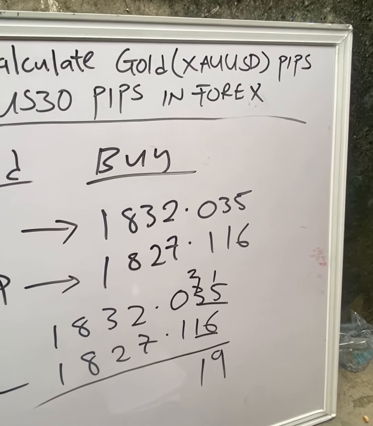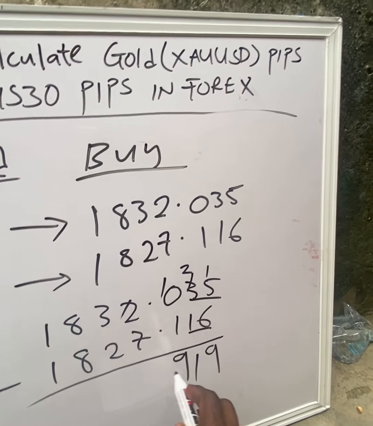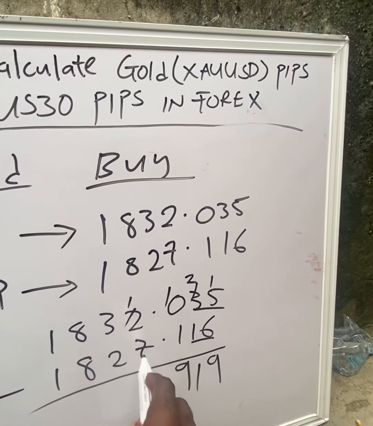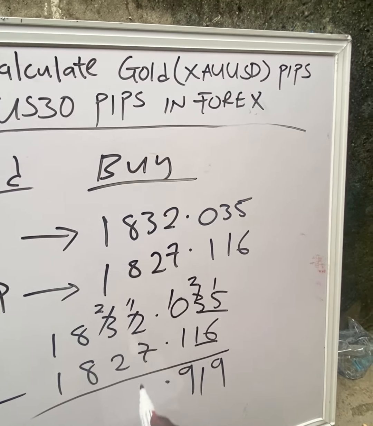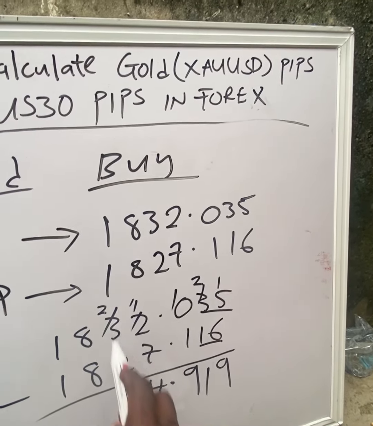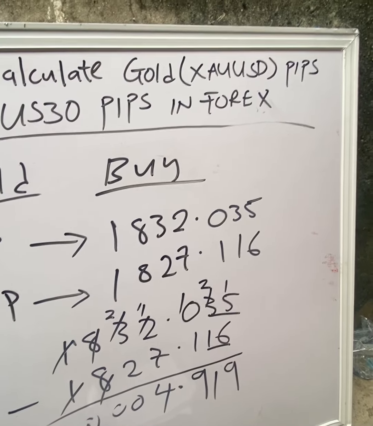0 minus 1 is impossible. We'll borrow 1 from here and add it there. That's 10. 10 minus 1 is 9. 1 minus 7 is impossible. We'll borrow 1 here. It becomes 11. Here remains 2. So we have 11 minus 7, we have 4. 2 minus 2, we have 0. We have 0. We have 0.